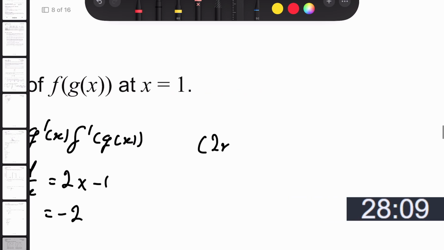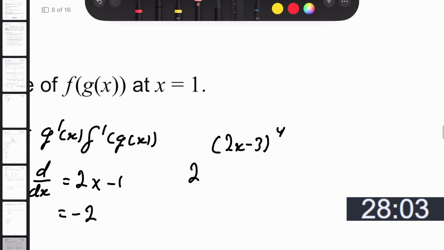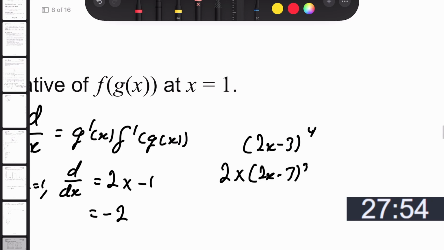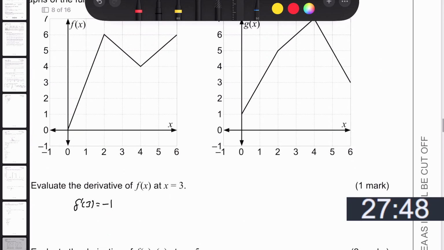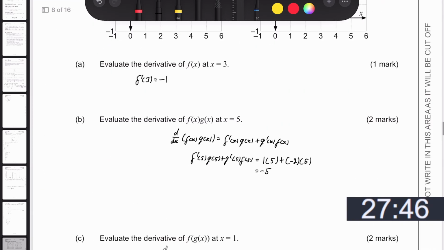Because we had like 2x minus 3 to the power 4. We have the derivative of the inside function, which is 2. Derivative of the outside function, which is going to be 2x minus 3 to the power 3. Yes, okay. But yeah, g of 1 is 3, derivative of 3 is that.